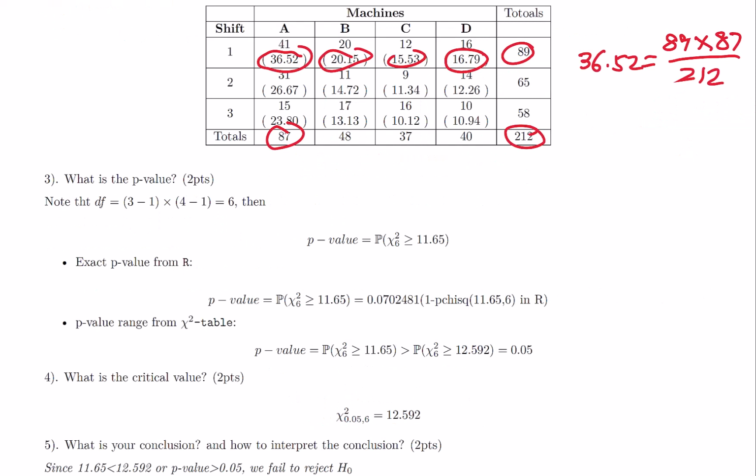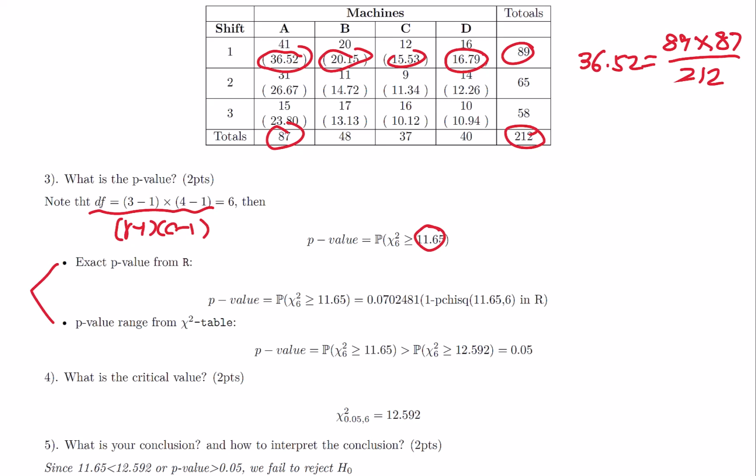What is the p-value? So for the p-value here, first of all, we need to know the degrees of freedom, which equals row minus 1 times column minus 1. So number of rows minus 1 times number of columns minus 1. In our case, we have 3 rows and 4 columns. That's why we get 6 as degrees of freedom. And then this is the observed statistic value. So that's the p-value.